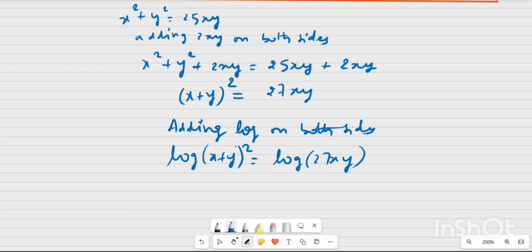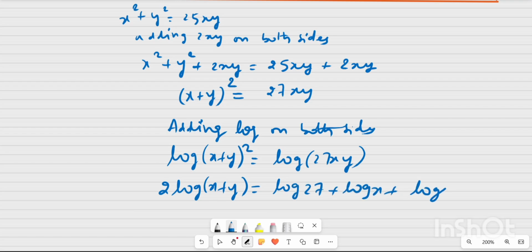Now as we have seen up there, whatever is there in the power will become its coefficient. So it will be written as 2 log x plus y. Now this is in the product, so you can write it as its sum. So log 27 plus log x plus log y.